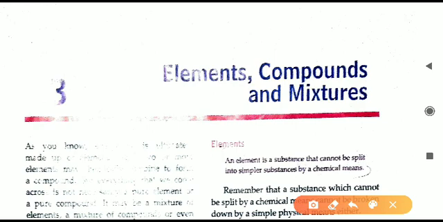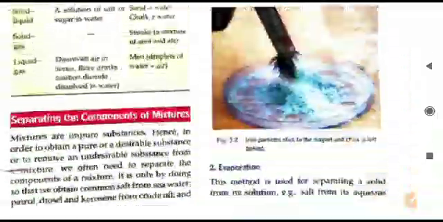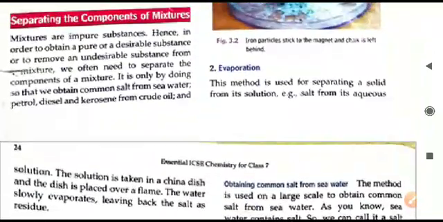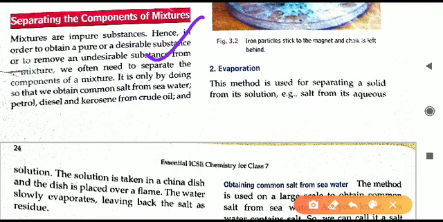We have been discussing chapter number 3, elements, compounds and mixtures, and today we will discuss the last part of this chapter, how we can separate various mixtures from one another. I'll just come straight to the topic. Here it is, separating the components of a mixture. How can we separate different substances or components present in a mixture from each other?